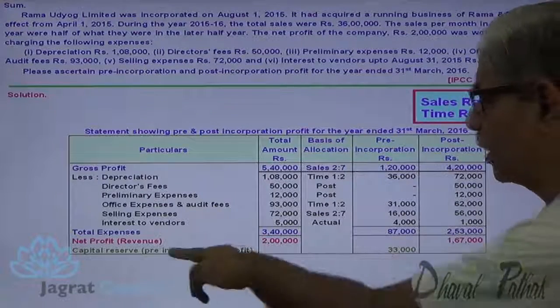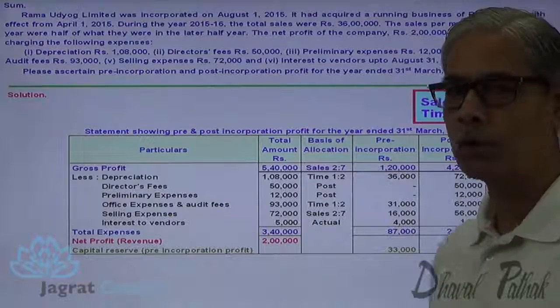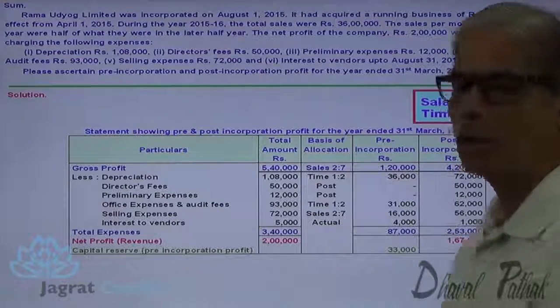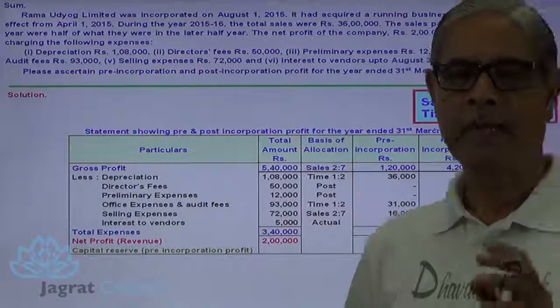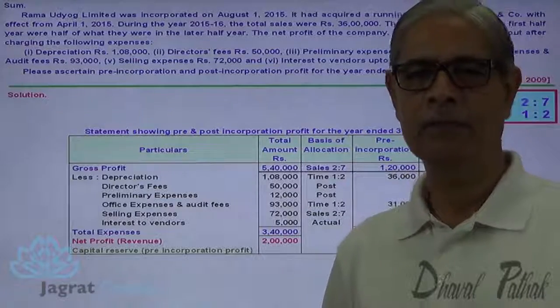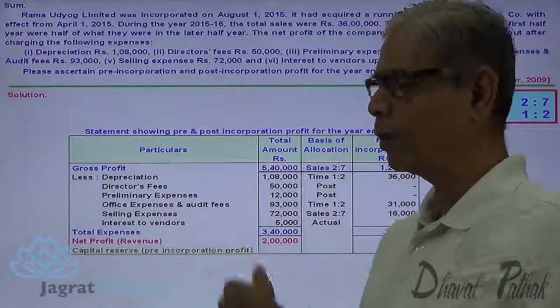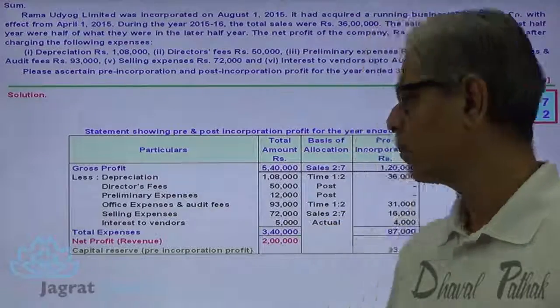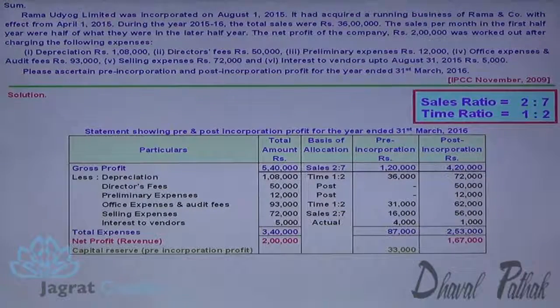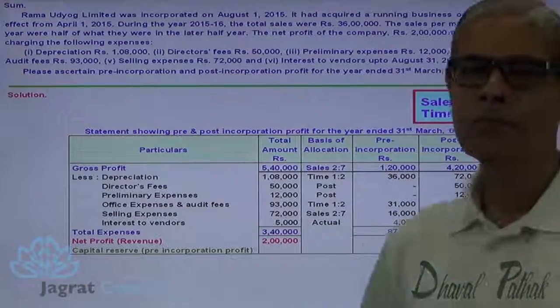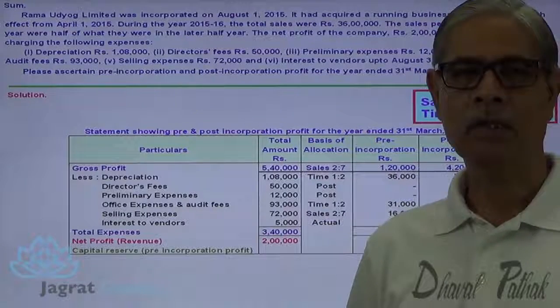This is a capital profit. Pre-incorporation profit is transferred to capital reserve. Post-incorporation profit, its character is that of a revenue nature, which is available for distribution of dividend and like that, and that is 1,67,000. This is how this sum is solved here before you.